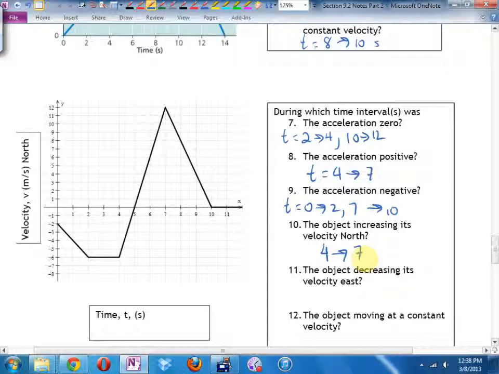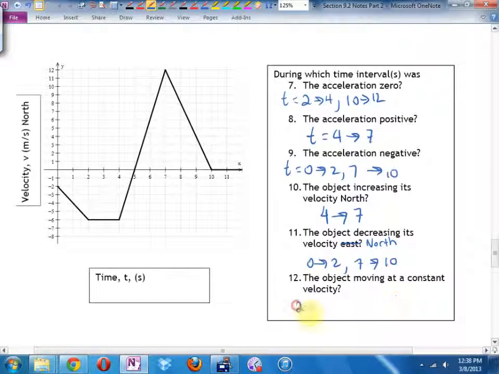When is the object decreasing its velocity east? That's a typo. Can you cross out the word east and put the word north there? I was cutting and pasting from the above question. Oops. 0 to 2. Yep. When are we moving at a constant velocity? Okay. So are you getting the hang of this? You can think slope, but when you're thinking slope, really you can think acceleration, increasing, decreasing, or constant velocity. They're interchangeable. A lot of information in a graph.